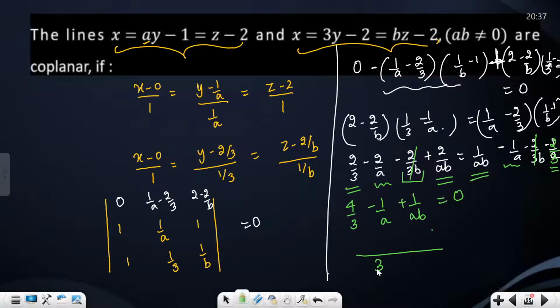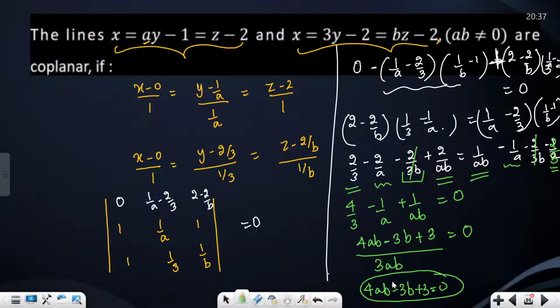Now take LCM. 3ab will be equal to what? 4ab minus, it is going to become 3b plus 3 is equal to 0. So yes, 4ab minus 3b plus 3 equals 0 is the condition. Okay. All right. Clear?